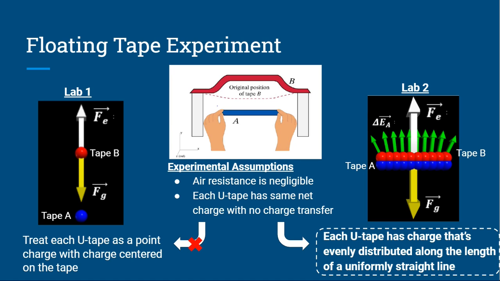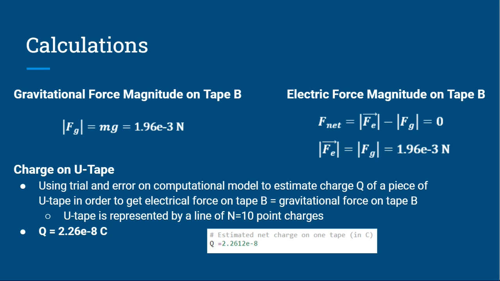The white and yellow arrows represent the electrical force exerted on tape B by tape A and the gravitational force on tape B, respectively. The smaller green arrows in the Lab 2 model represent the individual electric fields exerted on each point charge on tape B.